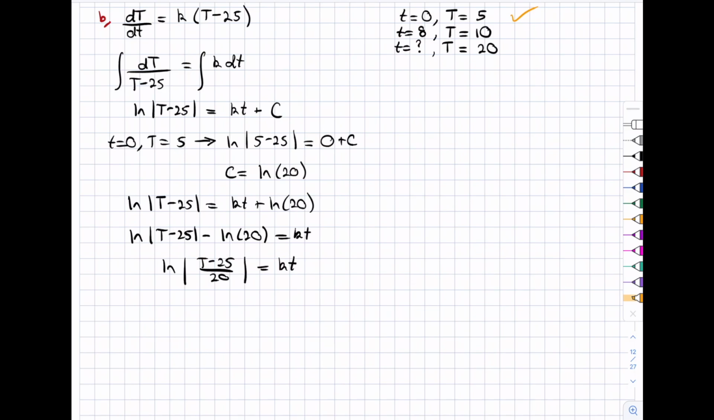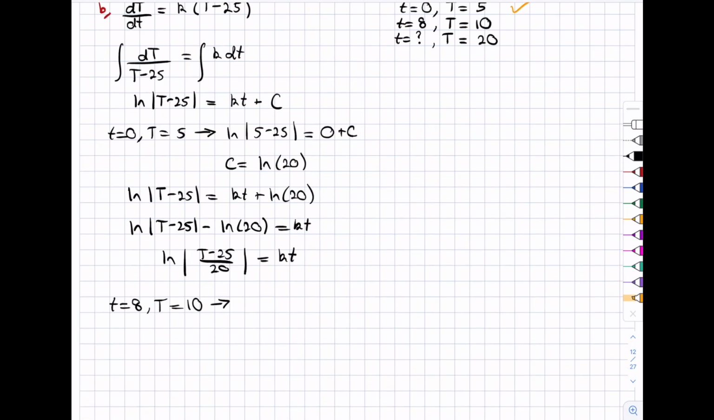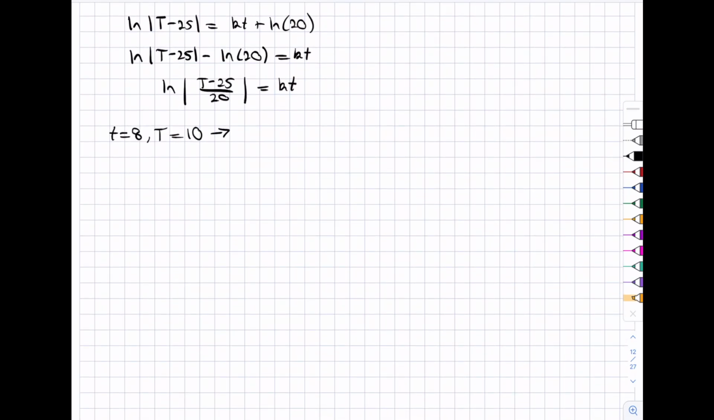When t is 8, capital T is 10. So when t is equal to 8, capital T is 10. Go ahead and substitute that in. Okay, so we get log of |10 minus 25|, which is negative 15, negative 15 divided by 20. That's equal to k times 8. To get k by itself, I'll divide by 8. And this would simplify to negative 3/4. The absolute value makes it positive 3/4. So there's my value of k.